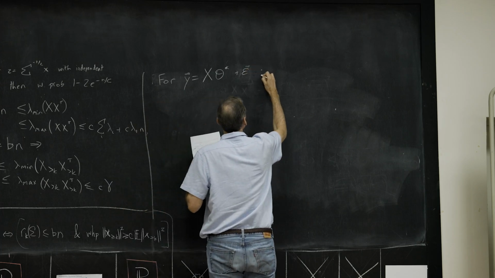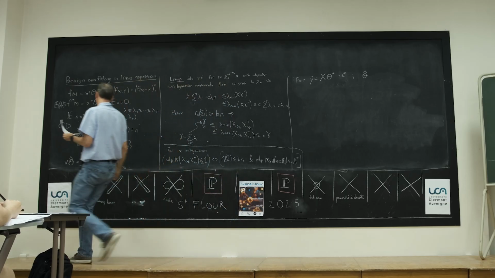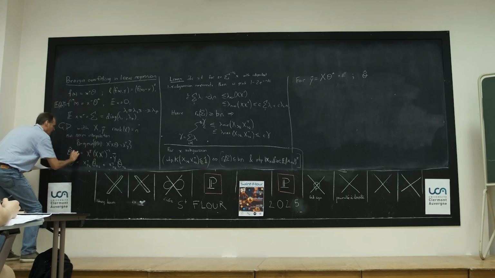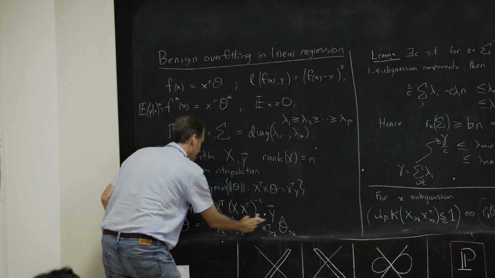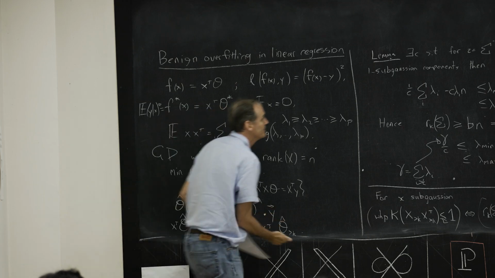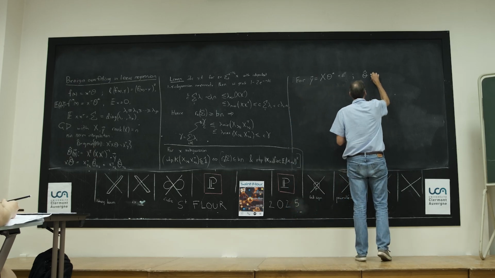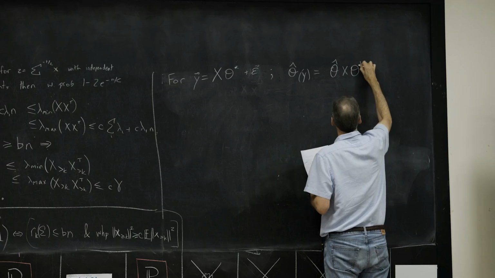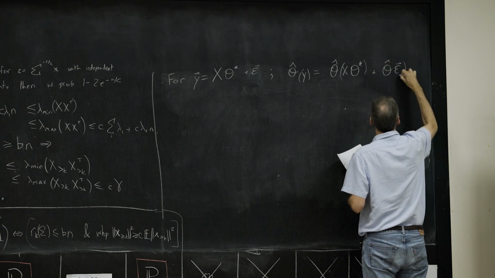We have our minimum norm estimate, which is theta hat. I'm going to write it over here as theta hat of y. So this is a linear function of the response vector. It's just this matrix times that guy. So we can write theta hat of y, that linear function, as a combination of these two pieces: theta hat of X theta star plus theta hat of the noise.